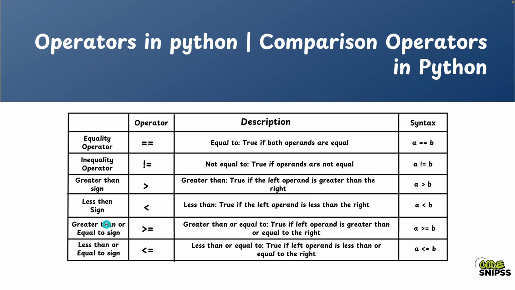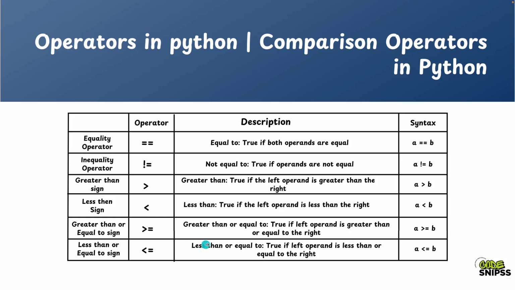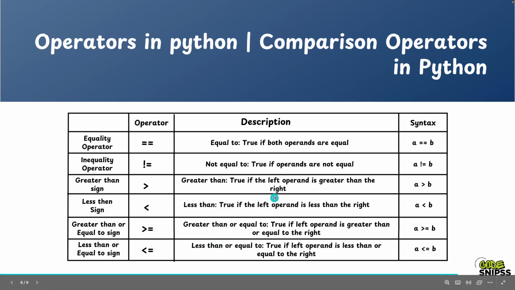Now we have the greater than or equal to sign. If our left operand is greater than or equal to our right operand, then it will return true or else false. And at last we have the less than or equal to sign. What this sign does is, if our right operand is greater than or equal to our left operand, then it will return true or else it will return false.